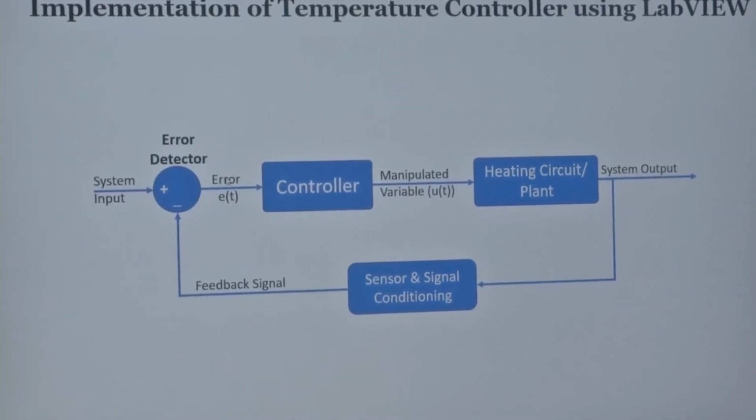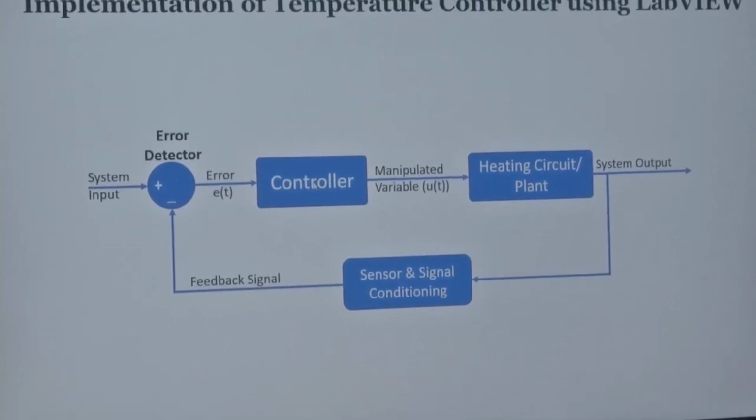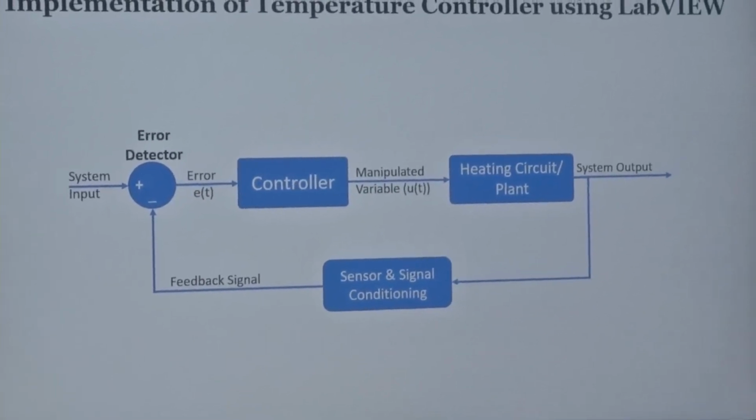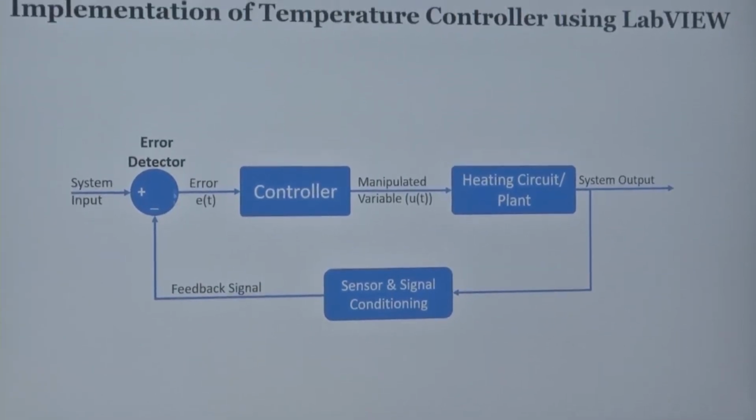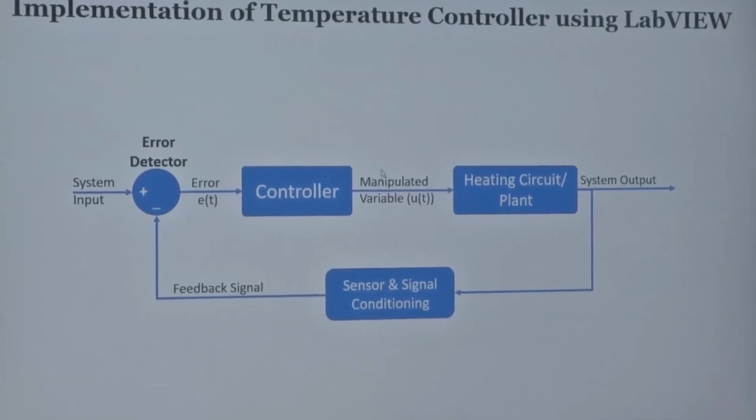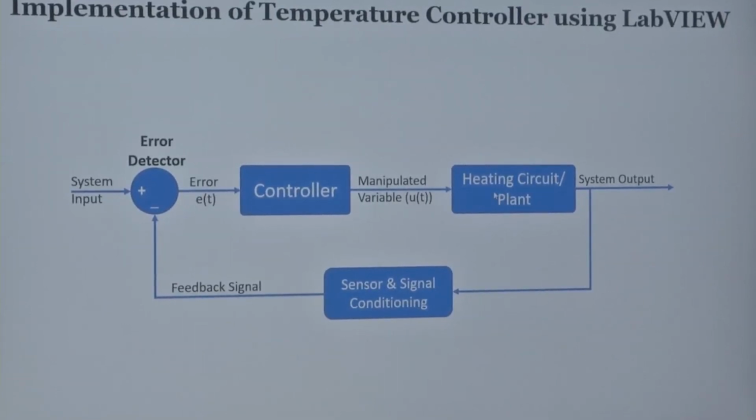input voltage. By passing through different controllers, meaning either a P controller, PI controller, PID controller or on-off controller, based upon the magnitude of the error, it will generate a manipulated variable. This manipulated variable is responsible for providing power to the heating circuit such that it heats to the required set point. As long as it is heating, the system output will keep increasing, meaning the temperature will start increasing. When the temperature increases, the error value decreases.